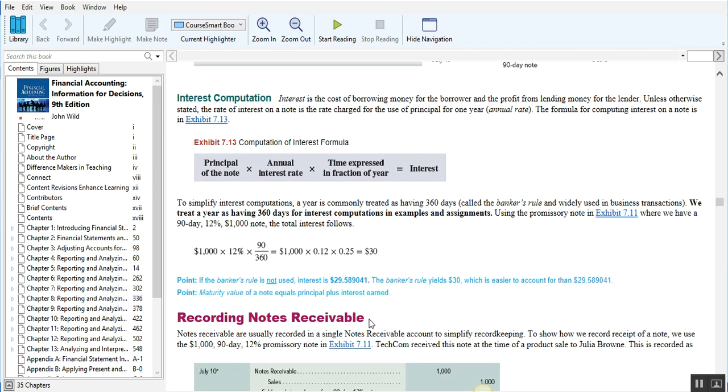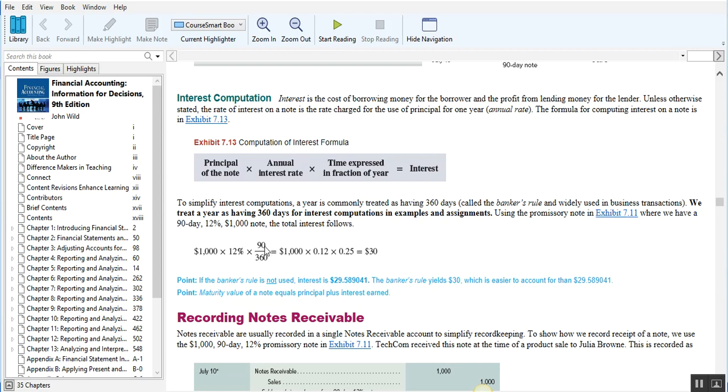Now, when you calculate interest on a note, you're going to take the principal of the note times the annual interest rate times the time, the length of time the note is in force, expressed as a fraction of the year. The calculation will look like this for the note that we looked at above. When we looked at the note up above, it had a $1,000 face value, 12% interest, and it was good for 90 days. So we're going to do this computation then to find out how much interest we have.